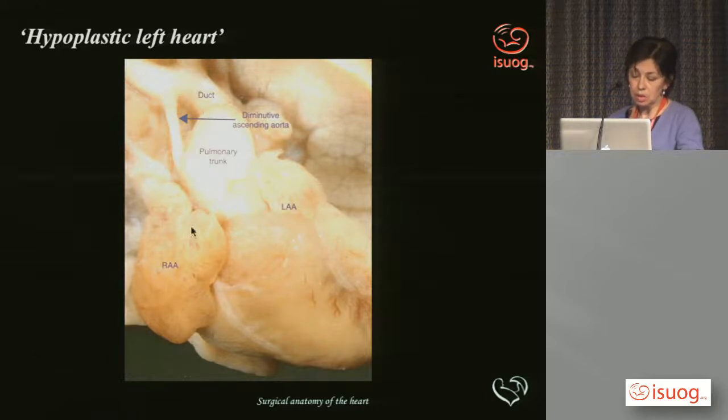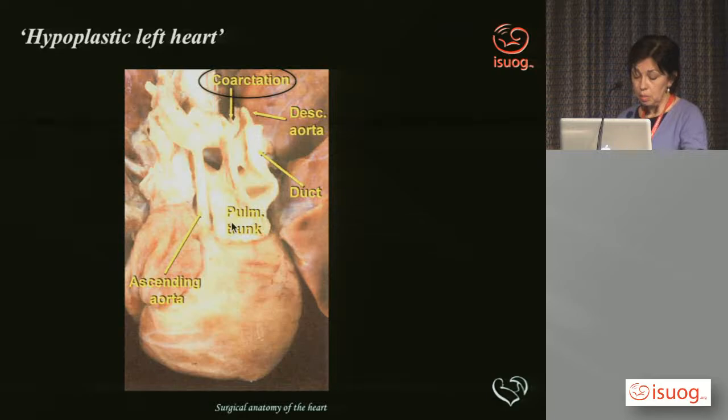But also you can see a huge right atrial appendage, a smaller left atrial appendage, and most of the ventricular mass is formed by the right ventricle. And the left ventricle, if present, is tucked away somewhere here behind the heart. But sometimes the ascending aorta can be a little bit bigger as well. And not only do we have a problem with the mitral valve and the aortic valve, but quite often there is an area of coarctation of the aorta as well. So it's really affecting all the structures in the left side.